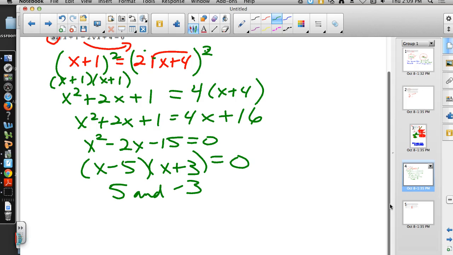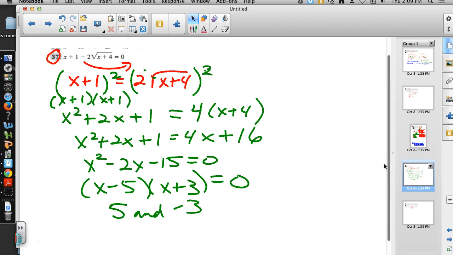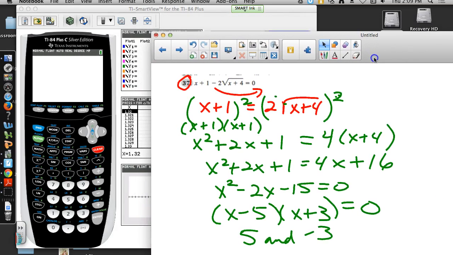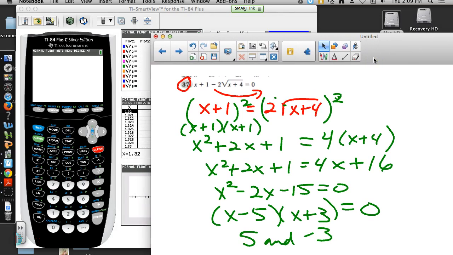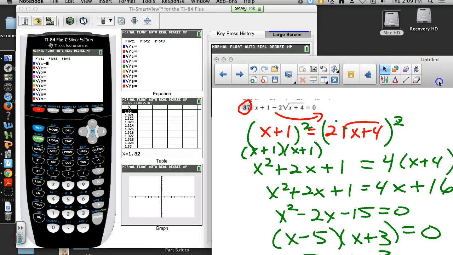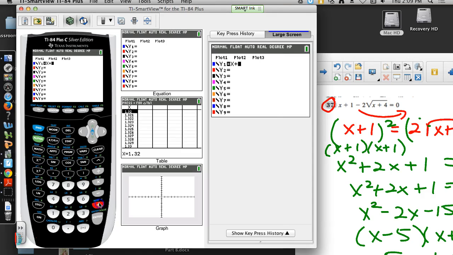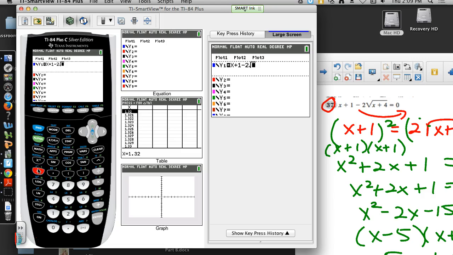However, because we squared it, we need to check those answers and make sure that they are going to work. And of course, the way that they told us to check them was to go ahead and use the graphing calculator. So we go into y equals, and I want to see the original problem and put that in. And we had x plus 1 minus 2 times the square root of x plus 4.